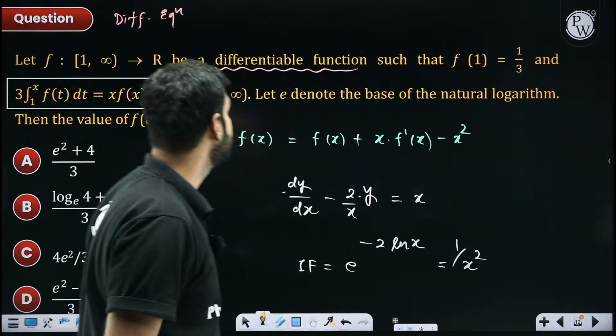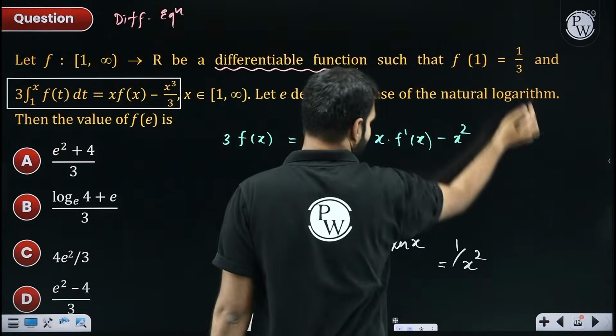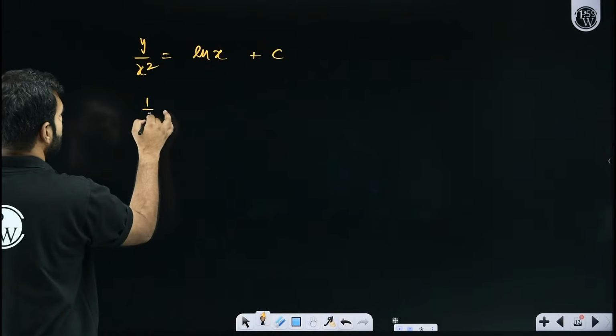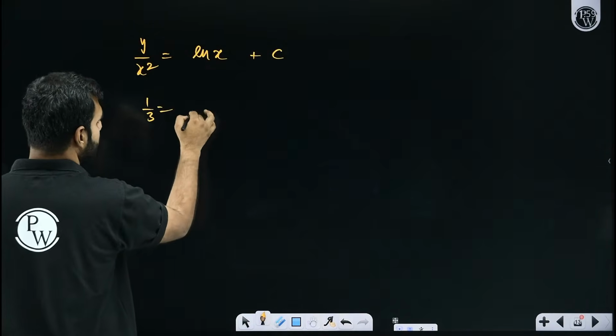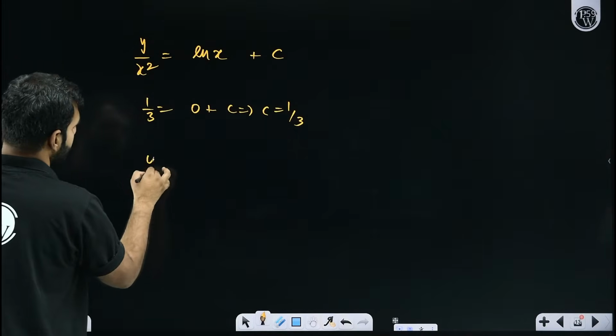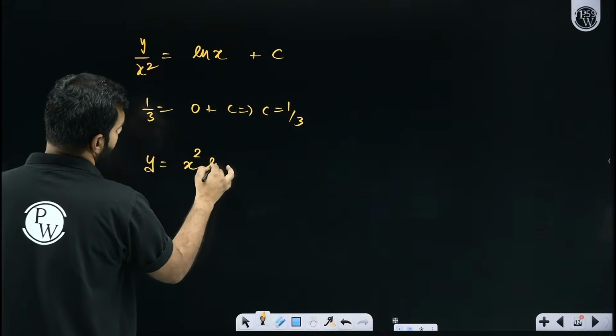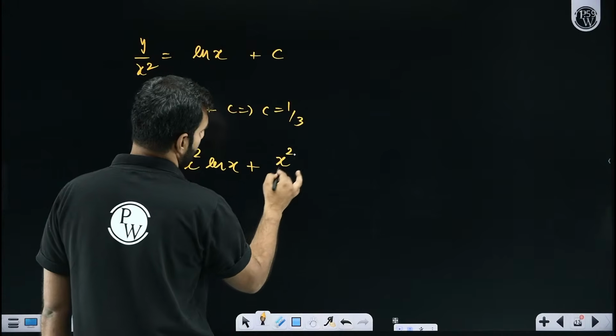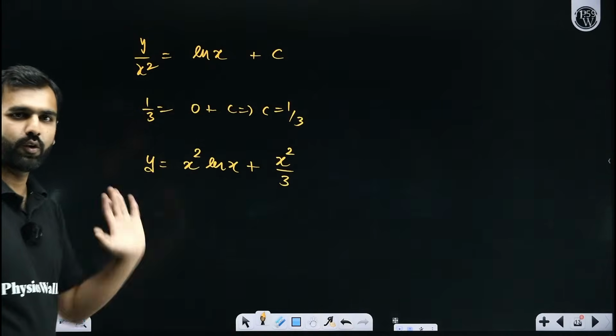By simply taking x as 1 and y as 1 by 3. So I'll be putting y as 1 by 3. So 1 by 3 by 1, this is 1 by 3. Ln x is of course 0 plus c. So we get c as 1 by 3. So y is going to be x square ln x plus c into x square, which is x square by 3. This is the value of y.